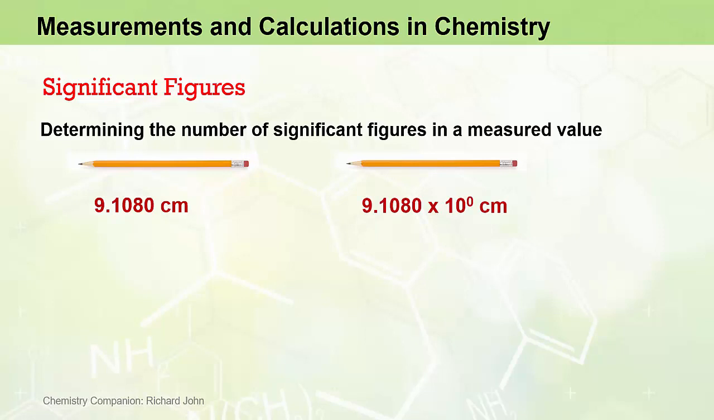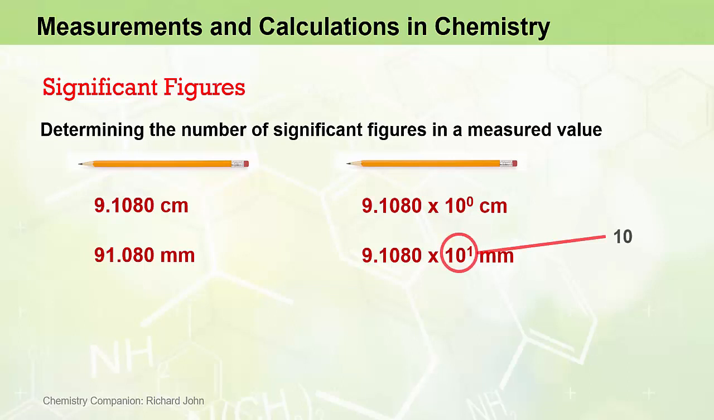So if we wanted to keep centimetres as a unit, we represent this measurement as 9.1080 times 10 to the 0 centimetres. 10 to the 0 has the value of 1, so we're just multiplying by 1. So that still keeps it as 9.1080 centimetres. If, however, we want to represent this measurement in millimetres, 91.080 millimetres is best represented in scientific notation as 9.1080 times 10 to the 1. 10 to the 1 has the value of 10, so multiplying by 10, we regenerate our original number of 91.080 millimetres.